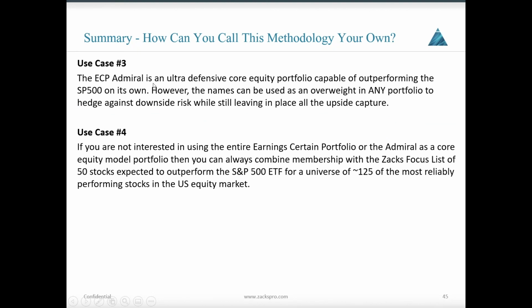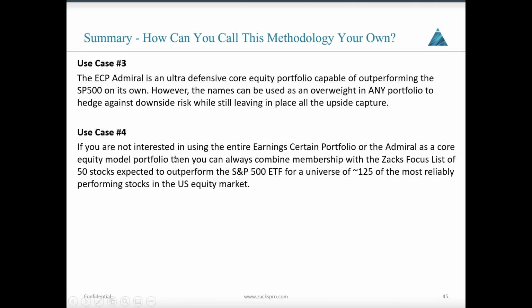Use case number 3, using the ECP Admiral as an ultra defensive core. You can basically hedge the downside risk of any one of your portfolios while leaving in place all your upside capture. That's the beautiful thing about this. So you can take any allocation you've got. Even if you want to use the broader 75 stock Admiral, remember over time the performance of the Admiral and the broader 75 name benchmark are going to basically equal out. But if you want to get ultra defensive, you can just double weight the 30 Admiral members, and that'll bring down the beta of your portfolio. And then obviously you can just use that as a pick list.